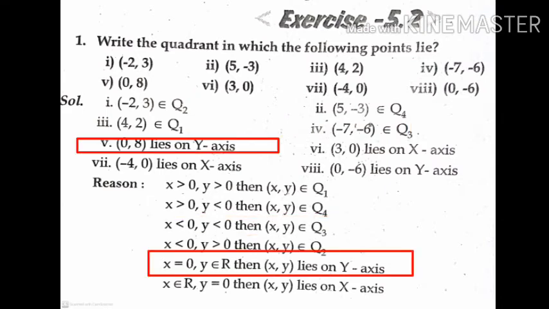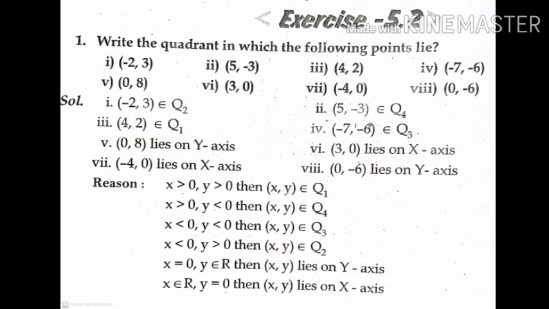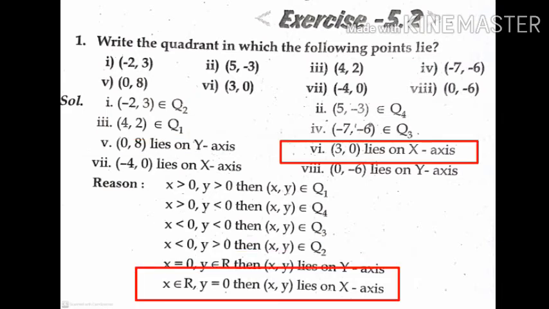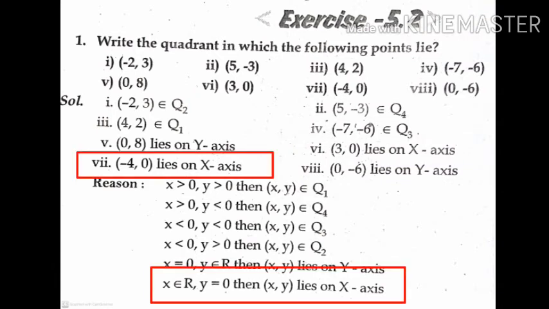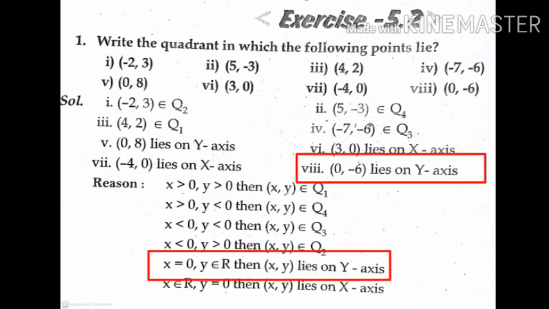Fifth question, (0, 8). Solution: (0, 8) lies on the y-axis because the x value is 0. Sixth question, (3, 0). Solution: (3, 0) lies on the x-axis because the y value is 0. Seventh question, (-4, 0). Solution: (-4, 0) lies on the x-axis because the y value is 0. Eighth question, (0, -6). Solution: (0, -6) lies on the y-axis because the x value is 0.